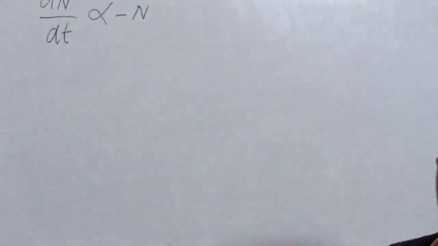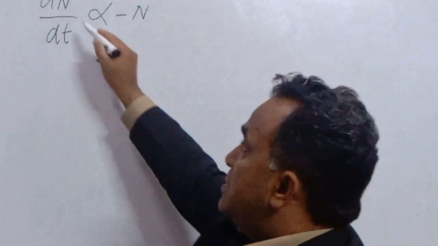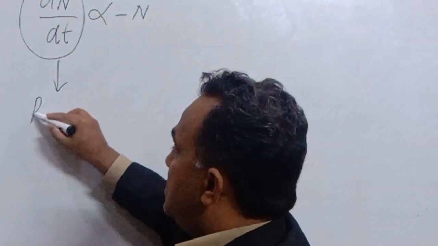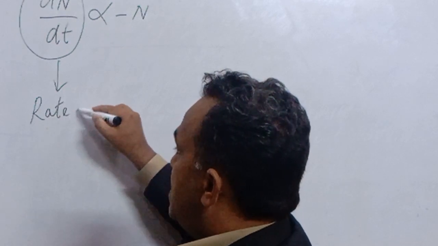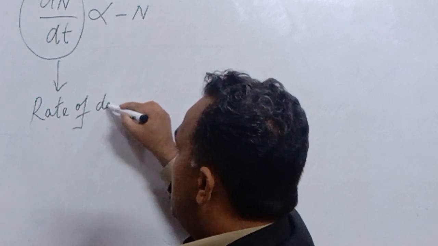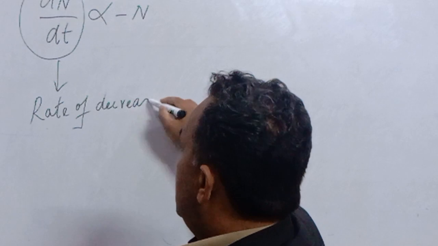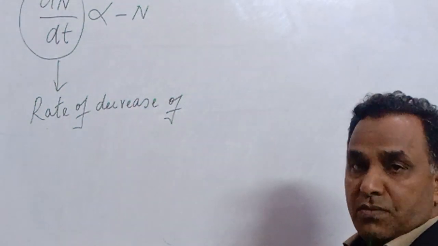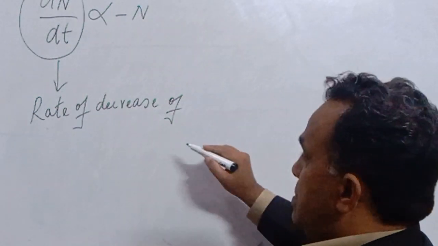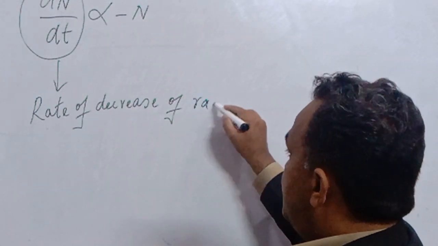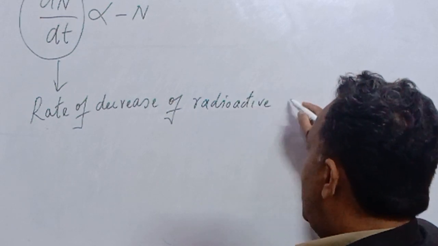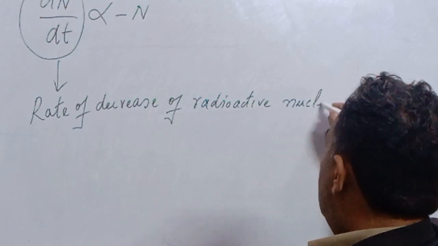So here dN over dt is the rate of decrease of radioactive nuclei.